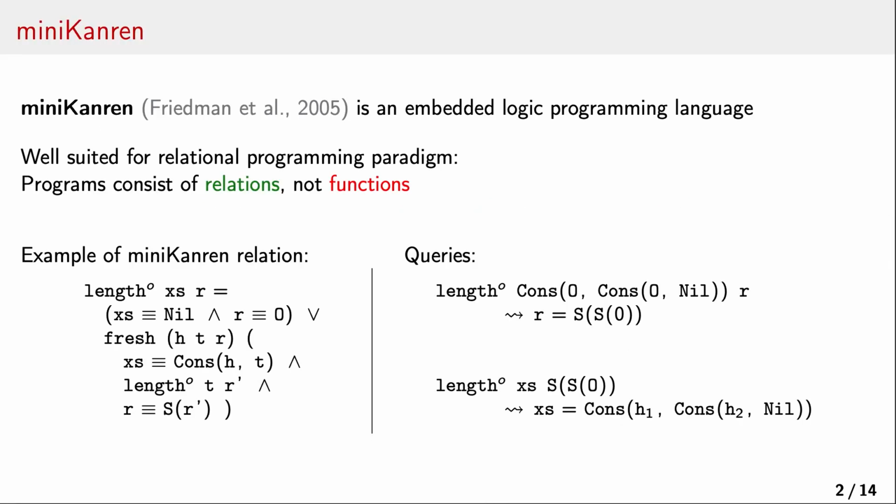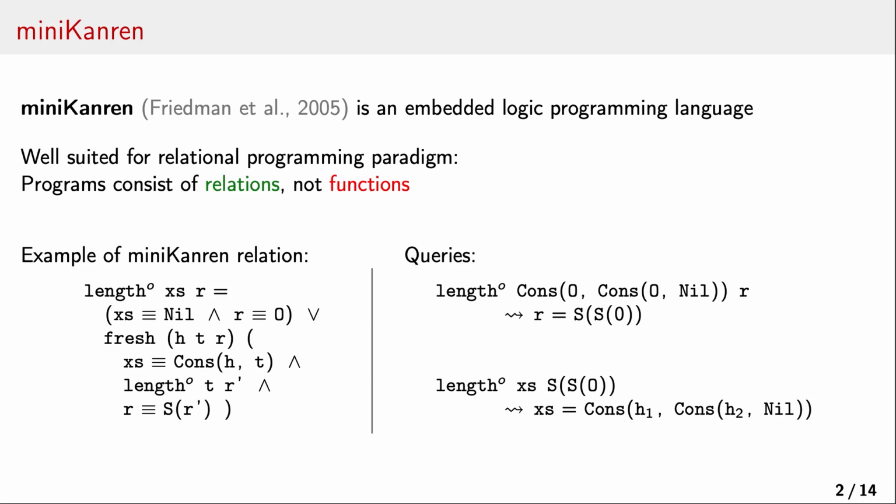miniKanren is an embedded language for pure logic programming. It has gained popularity recently because it's well suited for the relational programming paradigm. In this paradigm, we describe functions as relations between the arguments and the resulting value. This way, we can extract many different behaviors from one function.